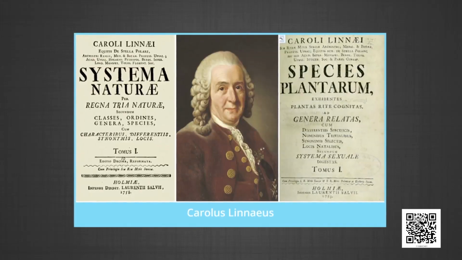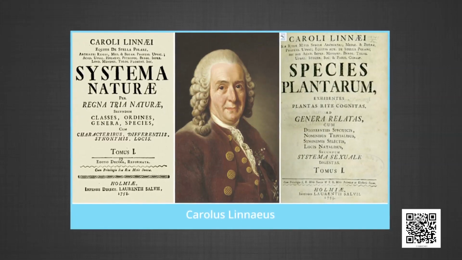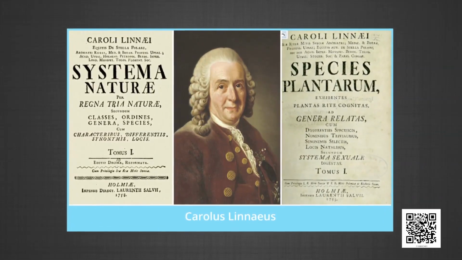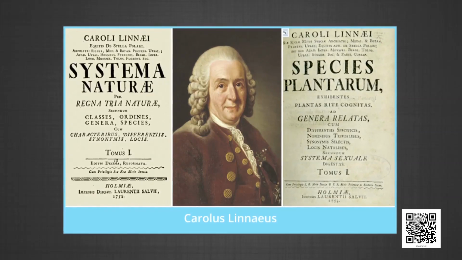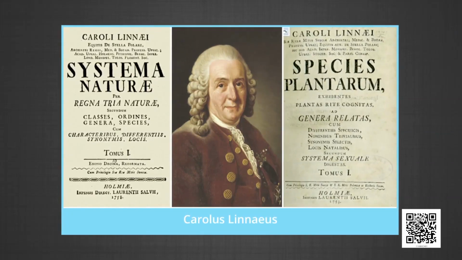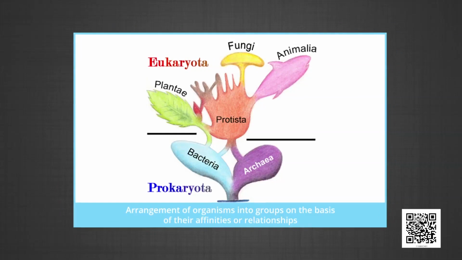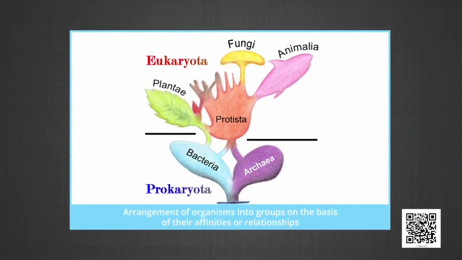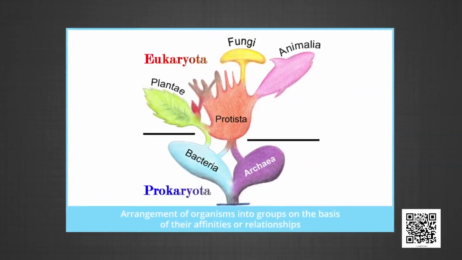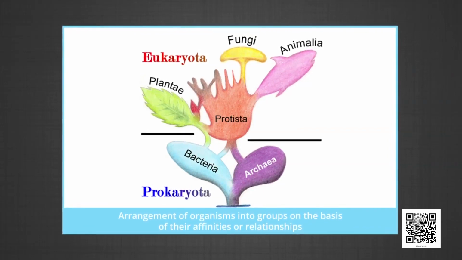During the 1700s, the Swedish botanist Carolus Linnaeus classified all well-known organisms into large groups, the kingdoms Plantae and Animalia. Robert Whittaker in 1969 proposed the five-kingdom theory: Plantae, Animalia, Fungi, Protista, and Monera.